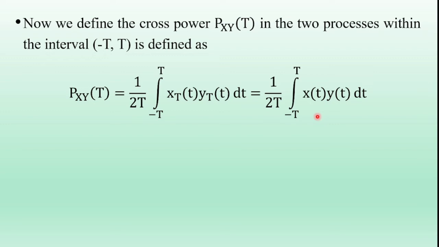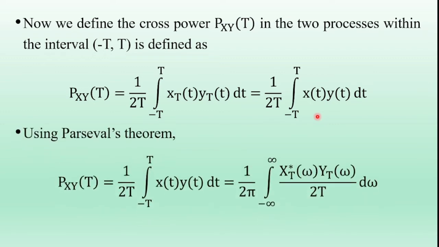By using Parseval's theorem, this finite value P_xy(T) is equal to 1 divided by 2 pi times the integral from minus infinity to infinity of X_T conjugate(omega) Y_T(omega) divided by 2T, d omega. So using Parseval's theorem, the cross power is 1 by 2 pi times the integral of the cross power spectrum. This is the equation using Parseval's theorem.